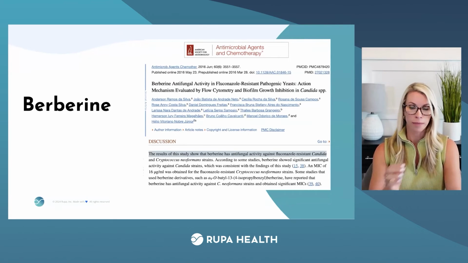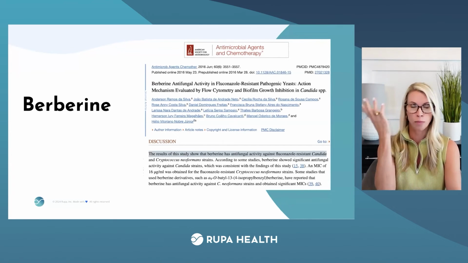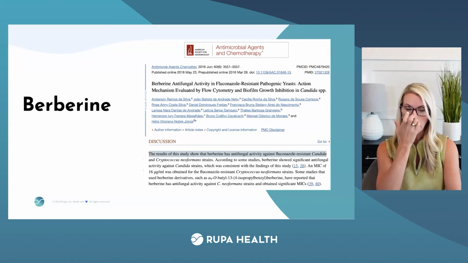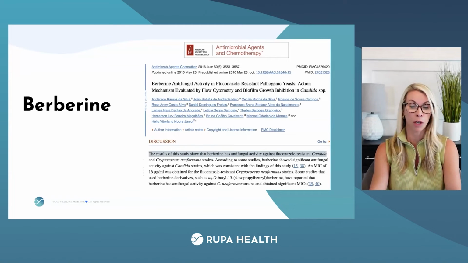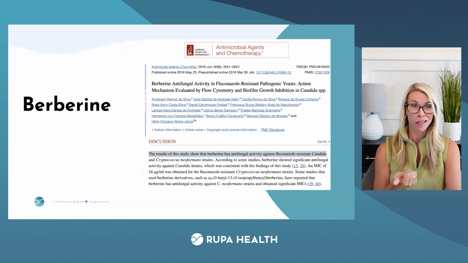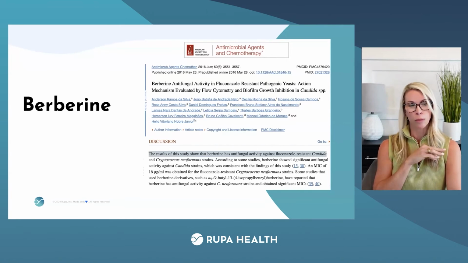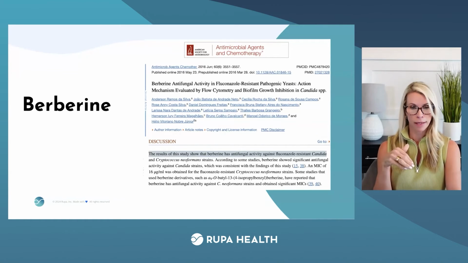Okay, berberine. Berberine is a pretty popular supplement. You may know that berberine has a lot of antimicrobial properties. Berberine also is great for good glucose control. It's great for lipids. It's great for metabolic health. So, when we're recommending supplements to patients, we always want to look at the overall picture. Berberine can be really helpful for lots of other things.